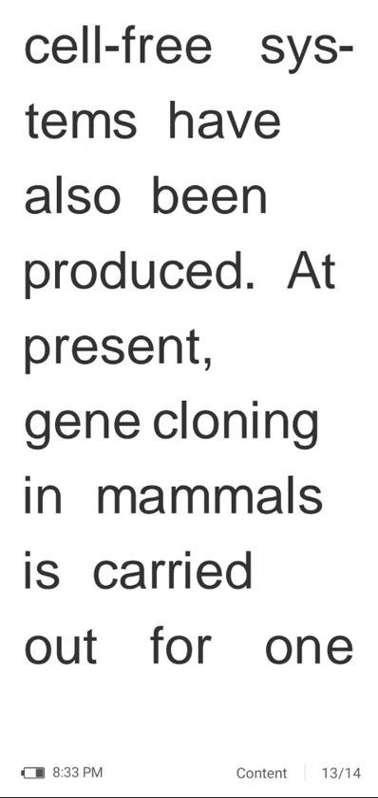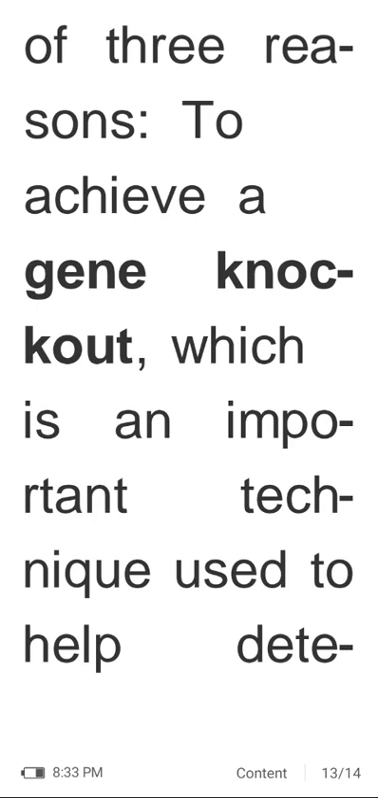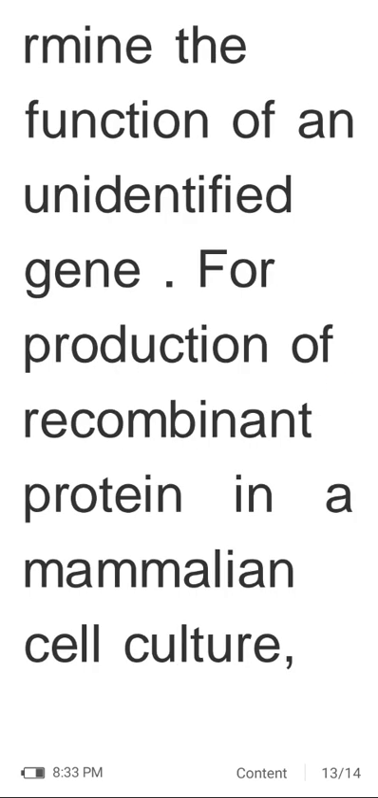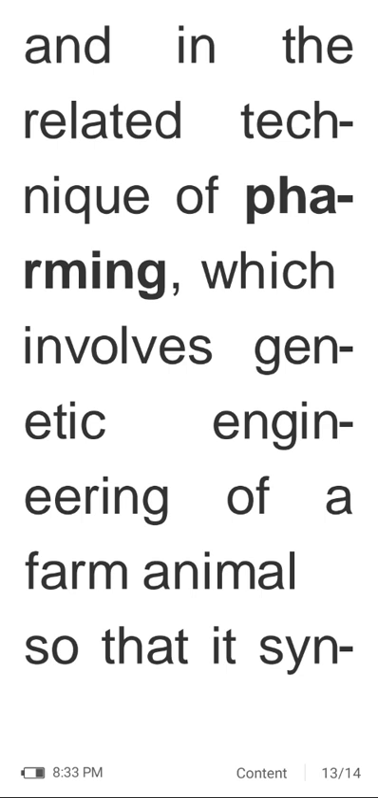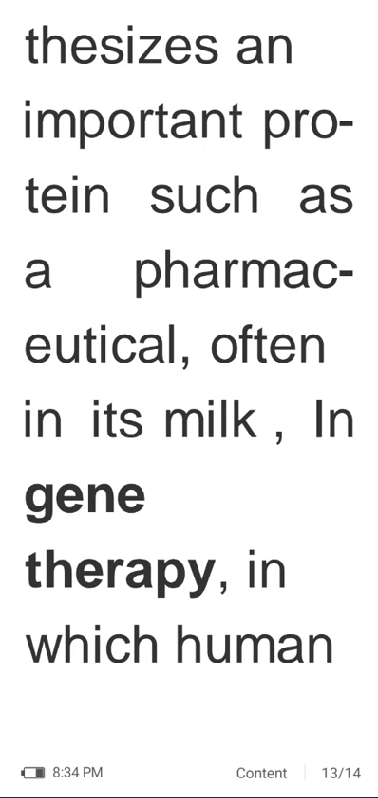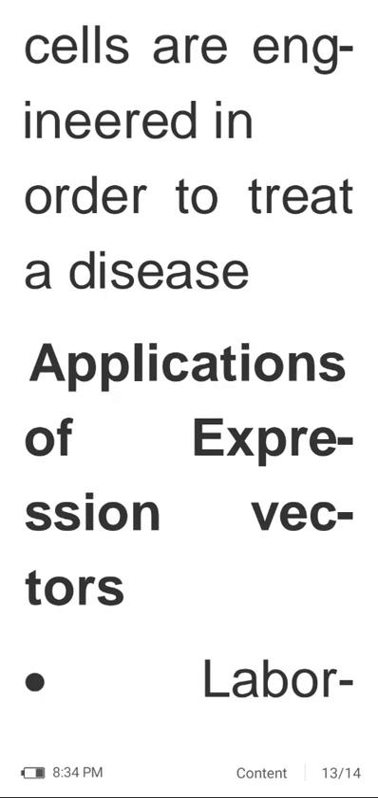At present, gene cloning in mammals is carried out for one of three reasons: to achieve a gene knockout, which is an important technique used to help determine the function of an unidentified gene; for production of recombinant protein in mammalian cell culture; and in the related technique of pharming, which involves genetic engineering of a farm animal so that it synthesizes an important protein, such as a pharmaceutical, often in its milk; and in gene therapy, in which human cells are engineered in order to treat a disease. Now, applications of expression vectors.